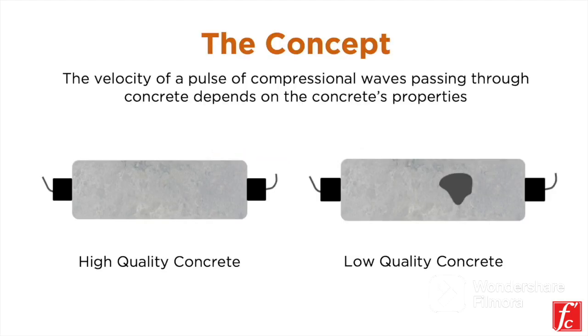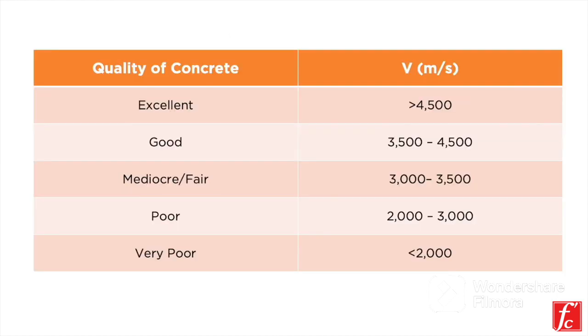So in summary, the basic idea behind the pulse velocity method is that the velocity of a pulse depends on the quality of the concrete. In general, the higher the velocity, the higher the quality of concrete. Conversely, a low velocity often yields low quality concrete with the presence of anomalies and deficiencies.